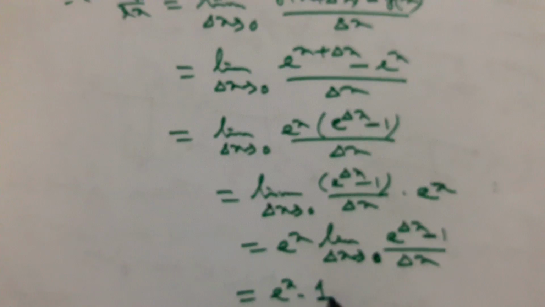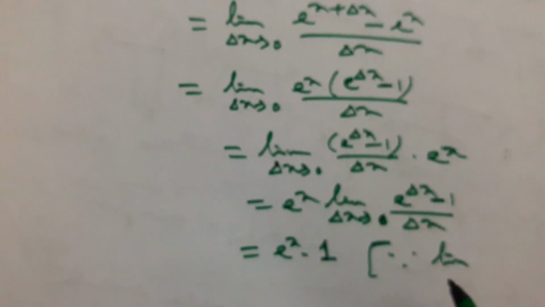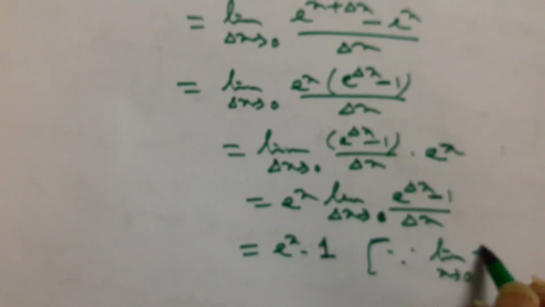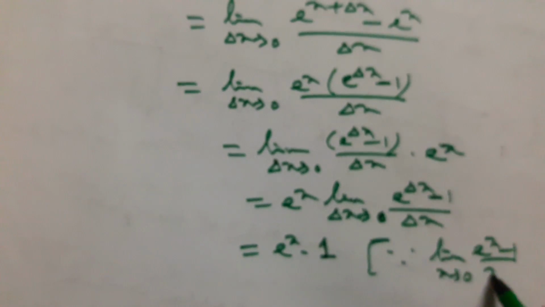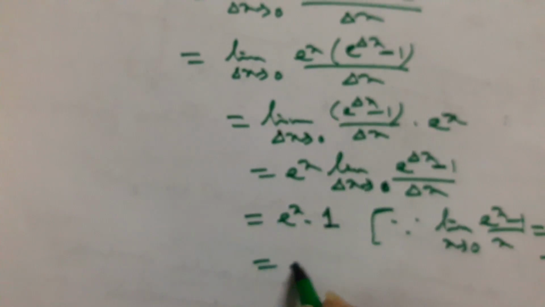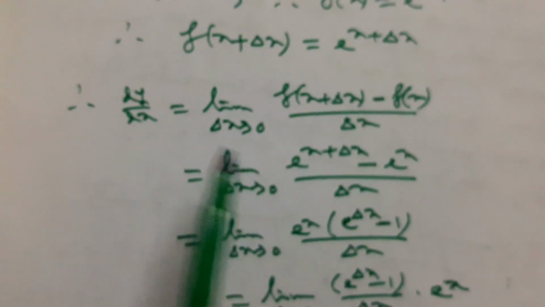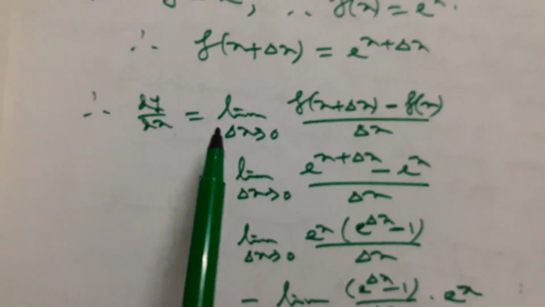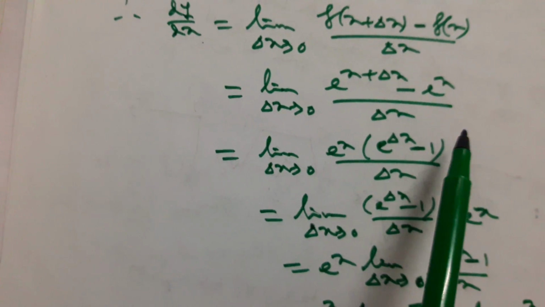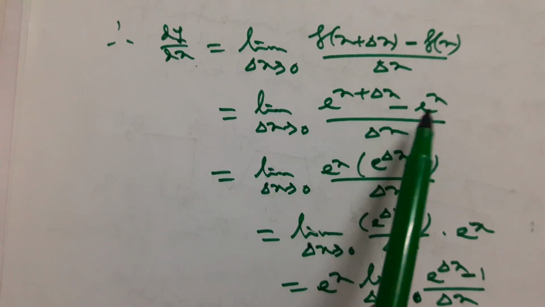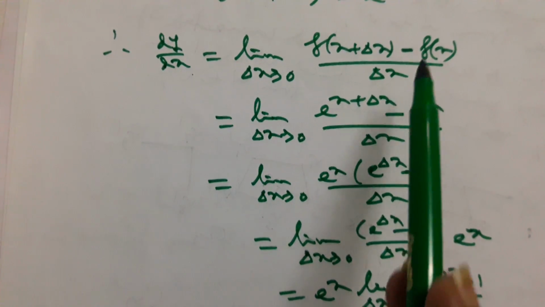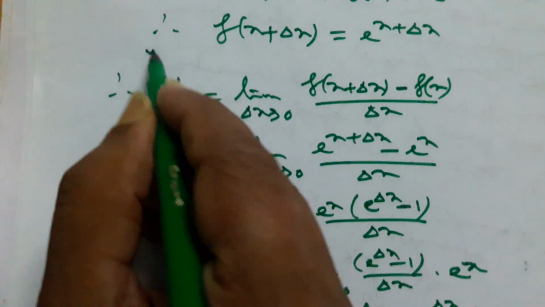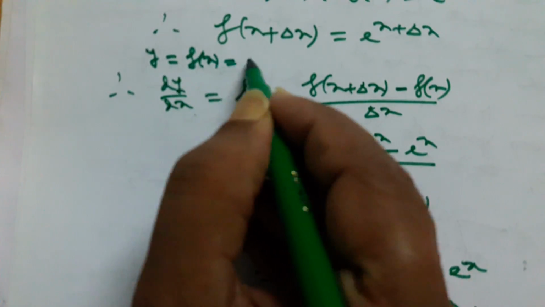The limit of e to the power delta x minus 1 by delta x is only 1, because we know the limit as x tends to 0 of e to the power x minus 1 by x equals 1. Using this formula, finally we find the derivative of e to the power x, that is dy/dx by definition, is equal to e to the power x.